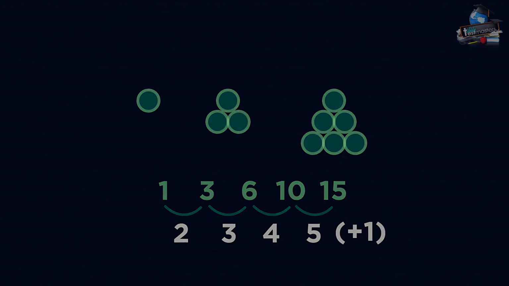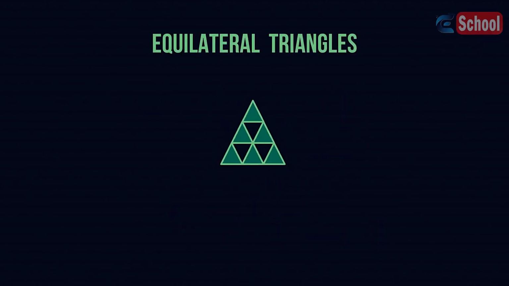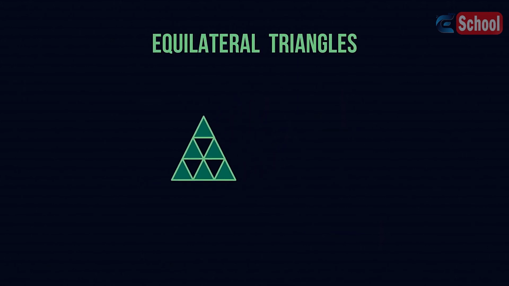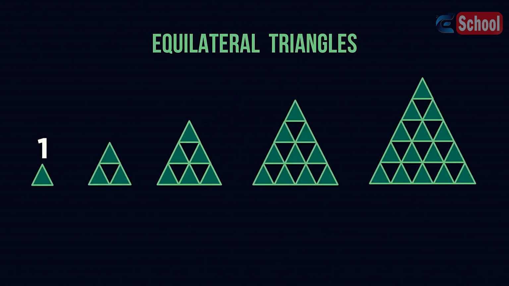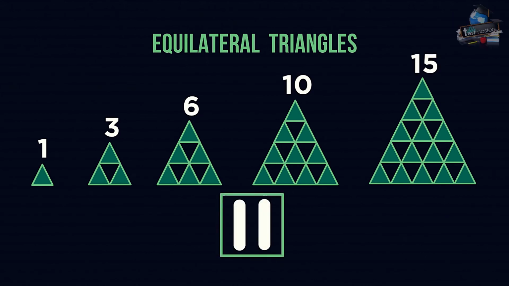You can imagine this by stacking equilateral triangles. For example, the first triangular number is 1 with the row of triangles. The second triangular number has 2 rows, giving 3 triangles. The third number needs 3 rows, so gives 6 triangles, and so on. See if you can work out the remaining first 10 triangular numbers.